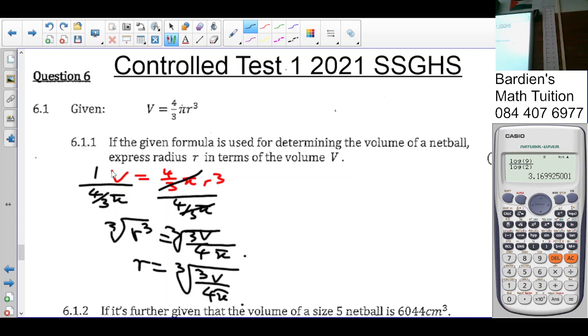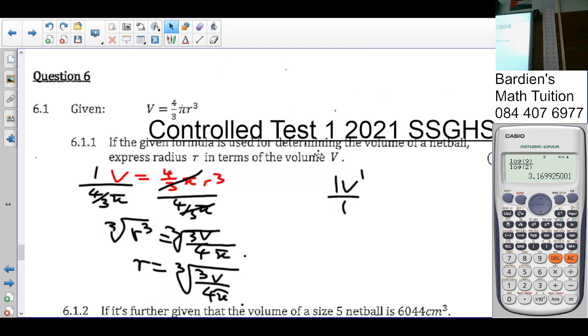Yes? The 1 in front of the V. If V is written on its own, there's a 1 over 1 to the 1. That's always the case. Okay. Not an O, it's a V. Right. Next question.